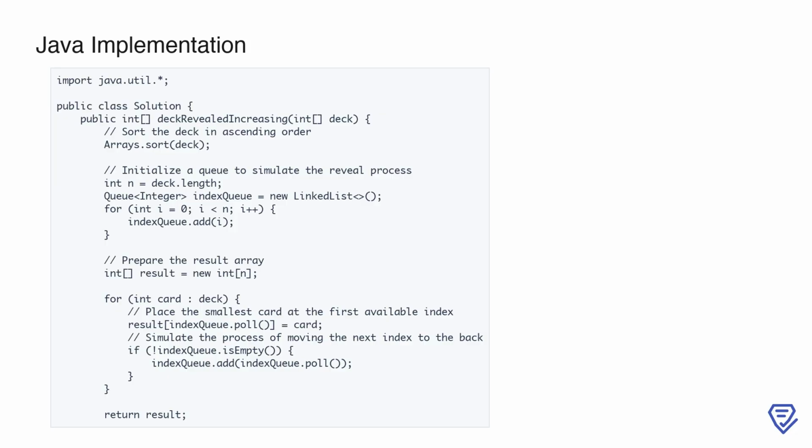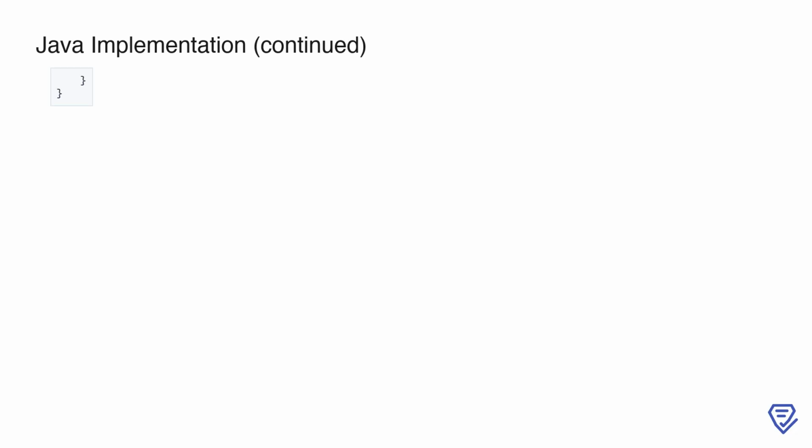In the next part of the code, we iterate through each card in the sorted deck. For every card, we take the first available index from the queue, using the poll method, and place the card at that index in the result array.